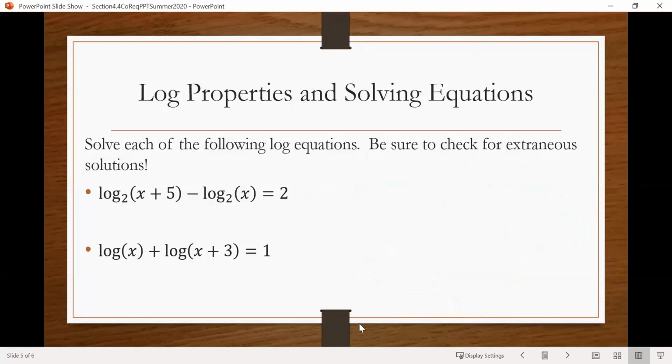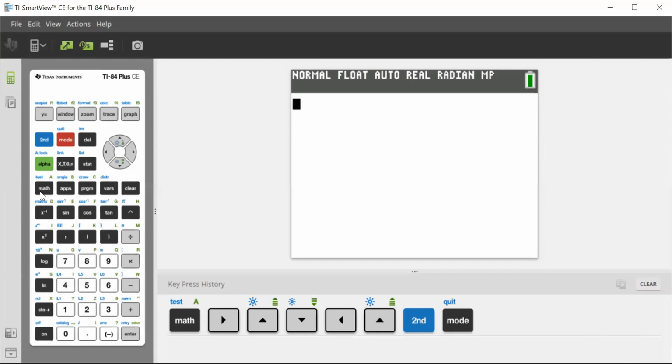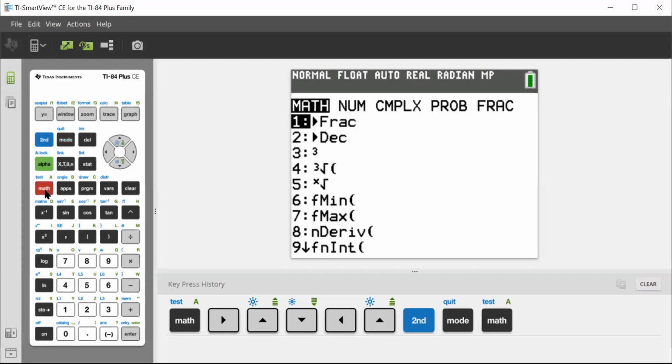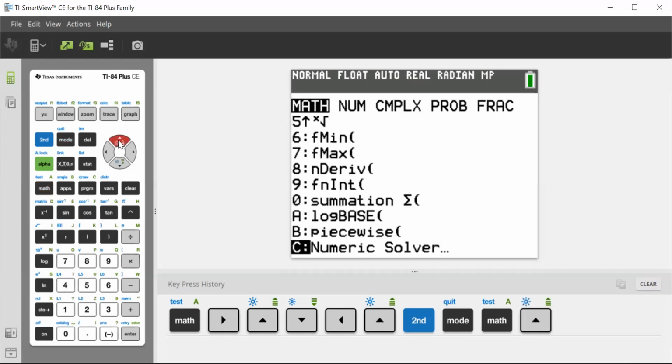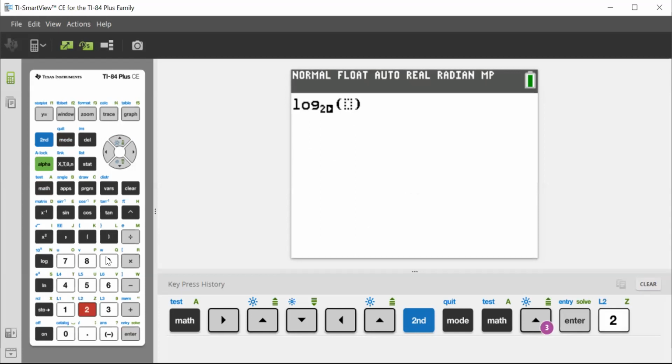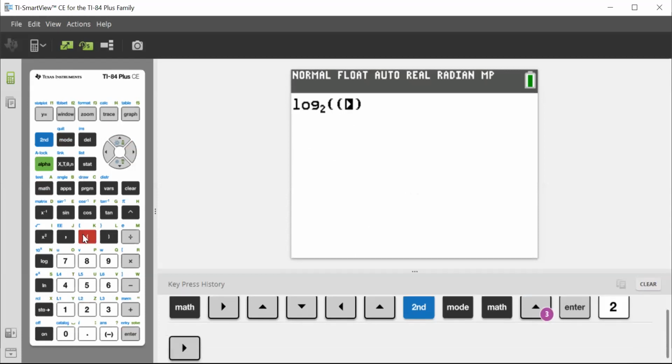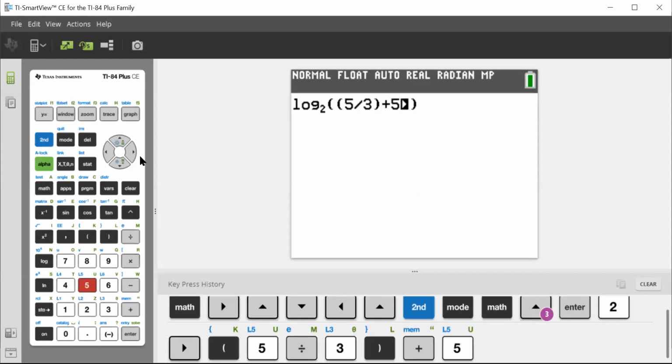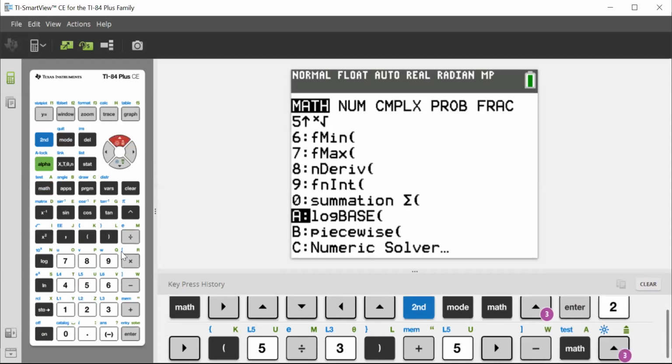So what we can do is go to our calculator. If you have a newer version of the TI, one of the 89s or Inspires, one way to do this is I hit math, and then if I go down to the letter A here, it says log base. Press enter there, it'll actually let me put in the base for the log. So I'm going to make it log base 2. And then we had x plus 5, so we'll do 5/3 plus 5. Then we had minus, and we'll do log base 2 again.